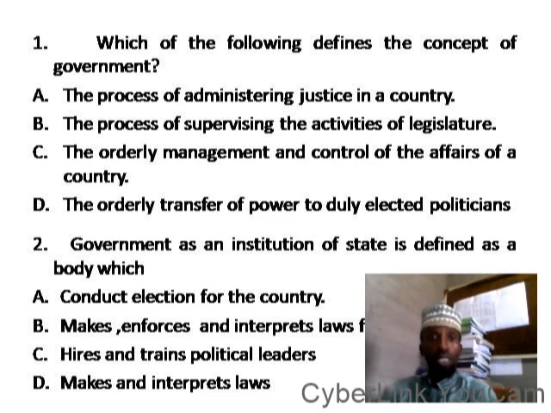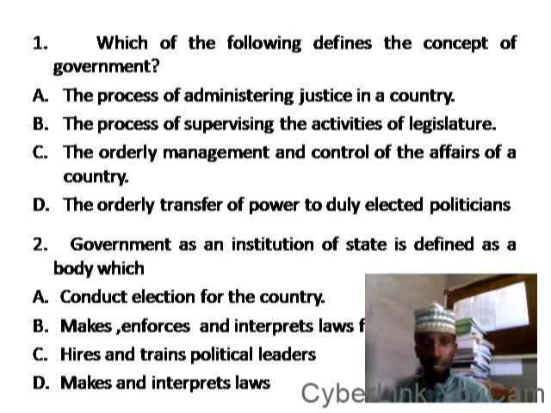Question number 2 says, government as an institution of state is defined as a body which... I said earlier that government can be defined in 3 specific areas. One of the areas is as an institution of state. Option A says conduct elections for the country.